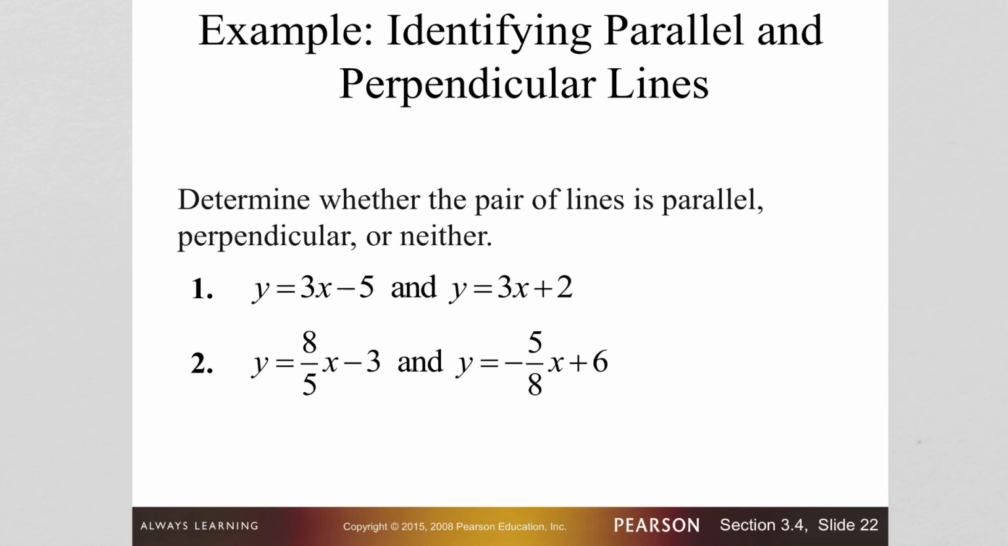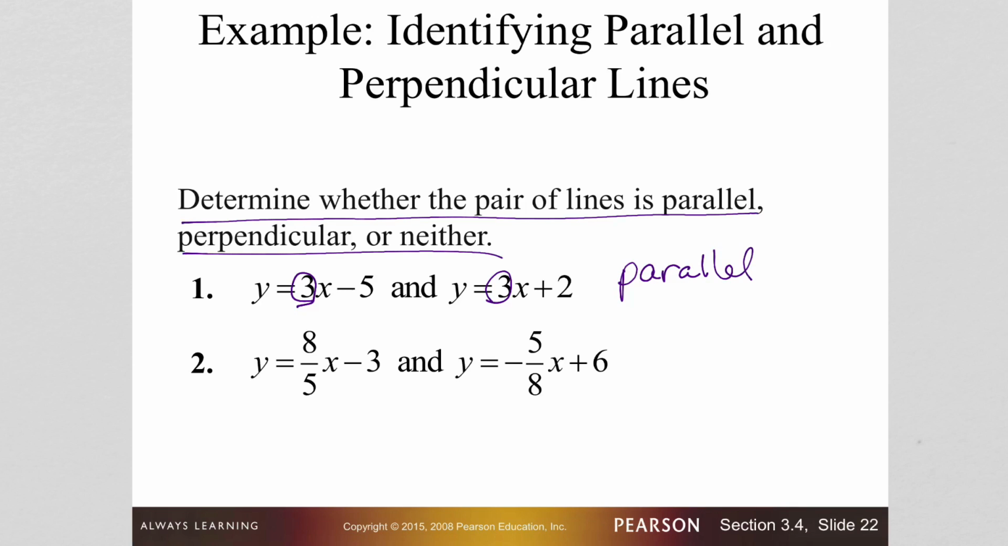Okay, so let's talk about these. Determine whether the pair of lines is parallel, perpendicular, or neither. So look at number 1. These guys have the same slope and different y-intercepts. Same slope means they are parallel. Look at this one. A slope of 8/5 and a slope of -5/8. They are opposite reciprocals of each other, so that means they are perpendicular.